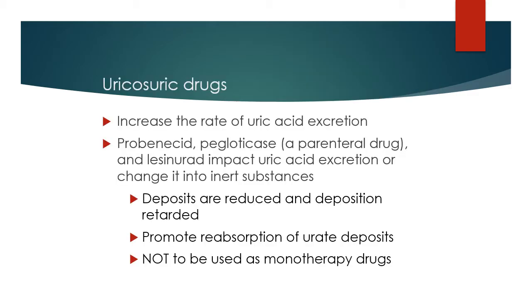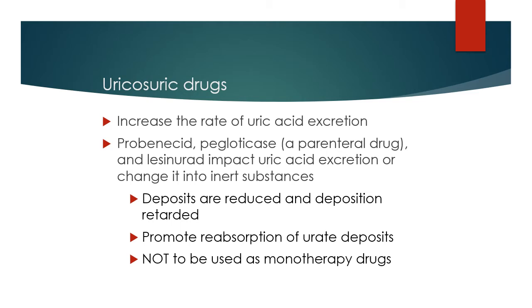The uricosuric drugs, as I mentioned earlier, increase the rate of uric acid excretion. We have probenecid, which does not really have any inflammatory effect, and then we have pegloticase, which is actually a parenteral drug, and lesinurad. These impact uric acid excretion or can change uric acid into inert substances that don't get deposited. So the deposits in general are reduced and deposition is slowed, and they can promote the reabsorption of urate deposits. These are not to be used as monotherapy, so they may be used in combination with other drugs.